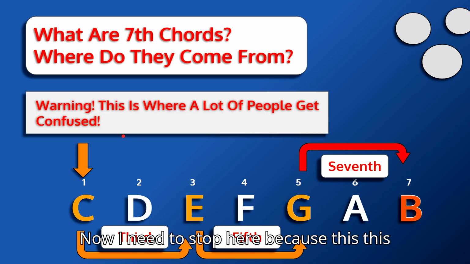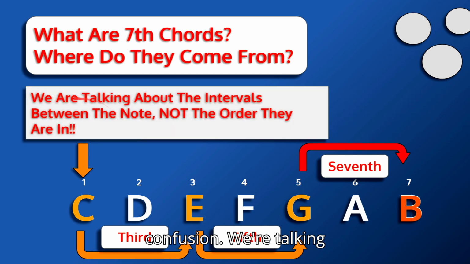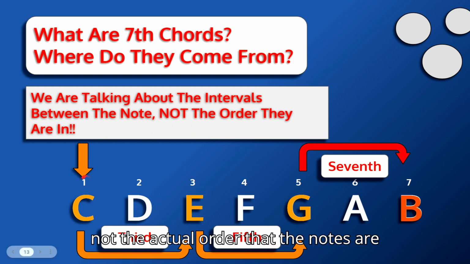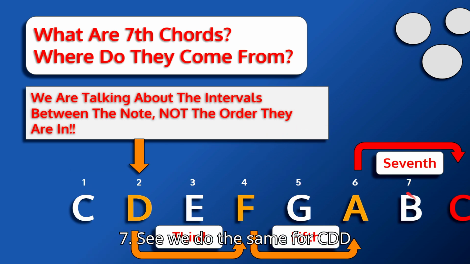Now, I need to stop here because this particular area causes a lot of confusion. We're talking about the intervals in between, not the actual order that the notes are going in. So see, this is 1, 2, 3 notes away, 1, 2, 3, 4, 5, and this would be 7. We do the same for D, D minor 7. E is no longer the 3rd. Now it's F. Just want to get that clear.